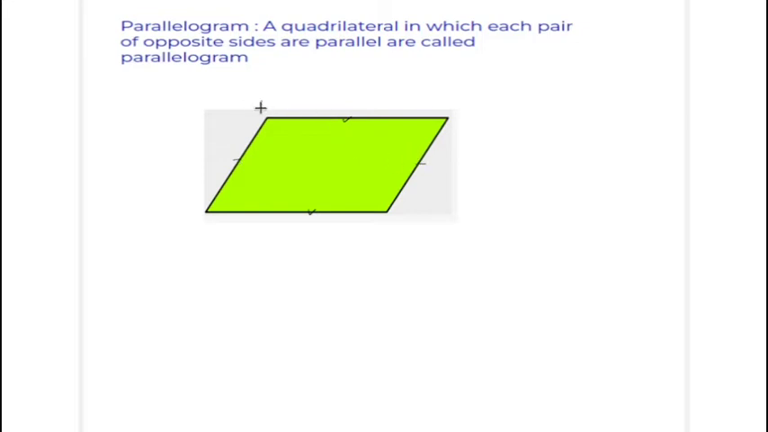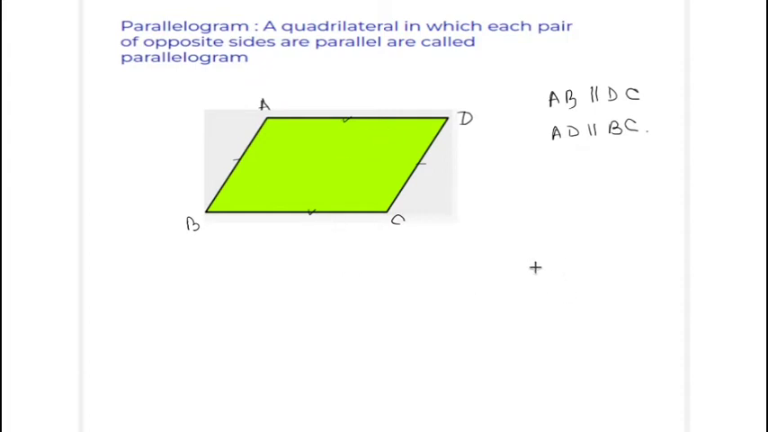That means if we name it A, B, C, D, then AB is parallel to DC. The opposite sides are parallel. Similarly, AD is parallel to BC. AD is also parallel to BC. That means opposite sides are parallel.